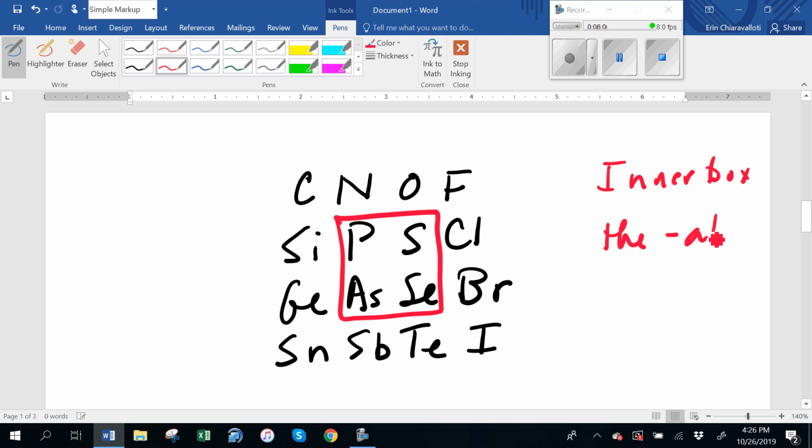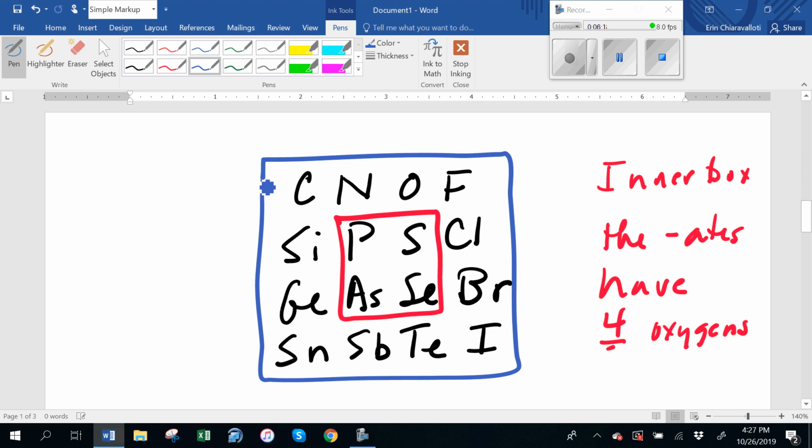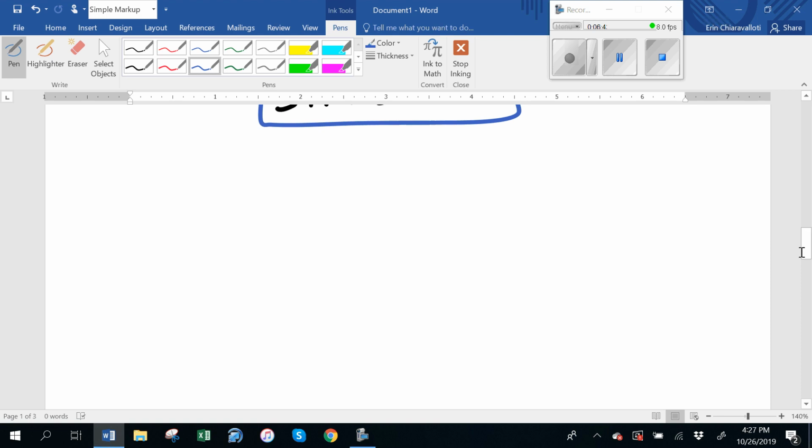And then the inner box, those compounds that end in ATE have 4 oxygens. So phosphate, sulfate, arsenate, selenate. Then the outer box, this box here, the ATEs have 3 oxygens. So it's kind of an easier little mnemonic to figure out which ones have 3s and which ones have 4s. So let's just take a look at an example.